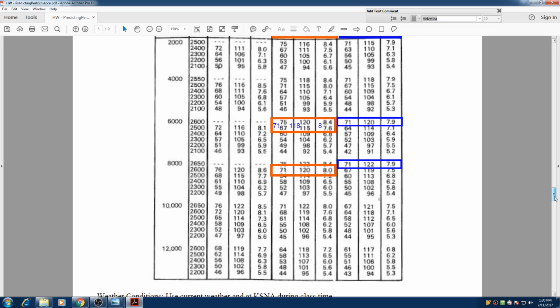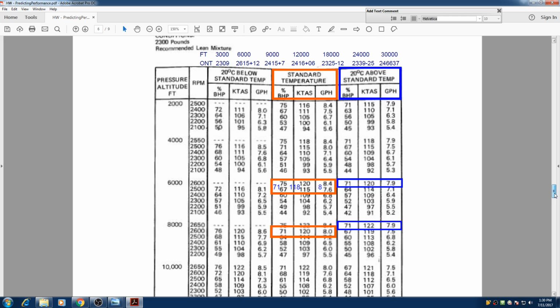Our temperature is not standard, so we need to figure out which column we're going to use. This column gives the values for 20 degrees below standard temperature. This whole column tells us the values at standard temperature, and this column is 20 degrees above standard temperature. So we have a broad span between those categories. First of all, we need to know which column we're going to use for this example.